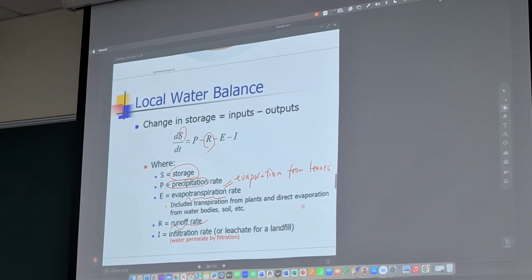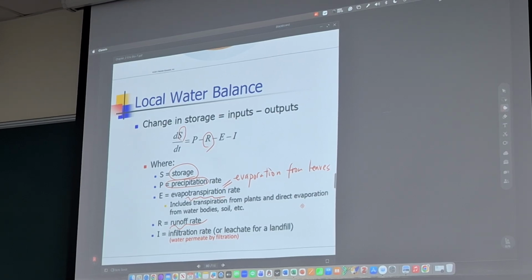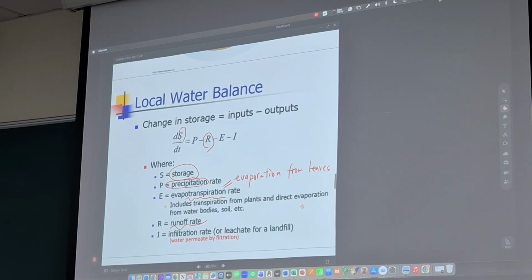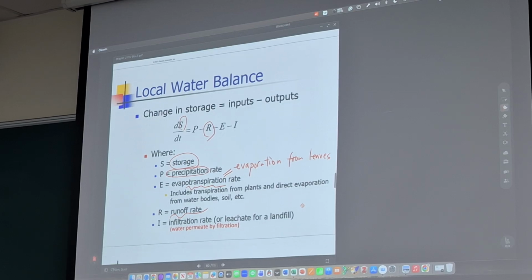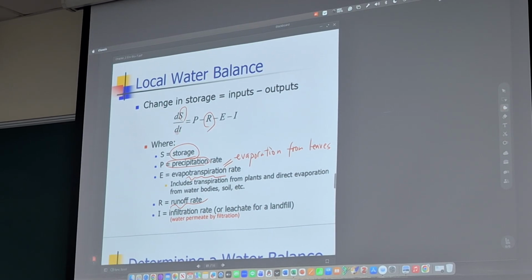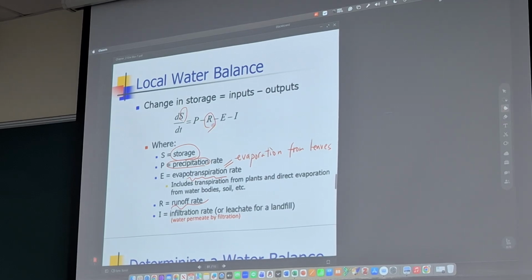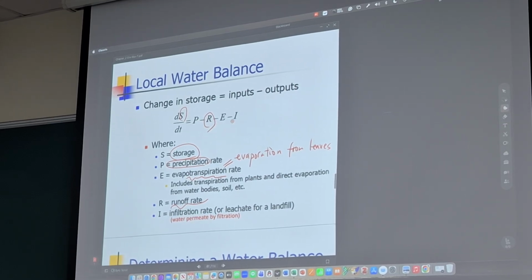Leachate for the landfill. That means the water permeates by filtration. So dS/dt, the change of the storage over time, equals P minus R minus E minus I.